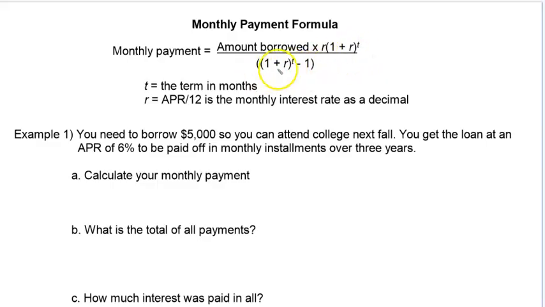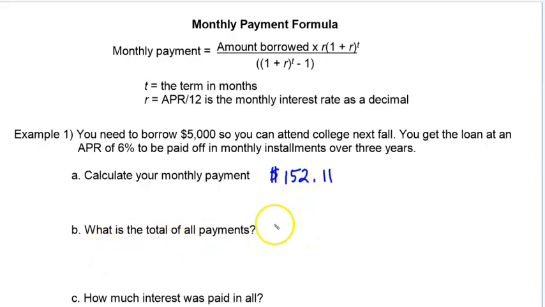Now that we've defined all of the variables, see if you can go to your calculator, and you should come up with $152.11 as the monthly payment. If you weren't able to get that, maybe hit pause and make sure that you can correctly enter the formula into your calculator. That's going to be huge for today's lesson.